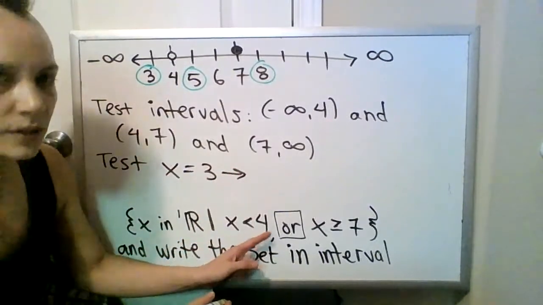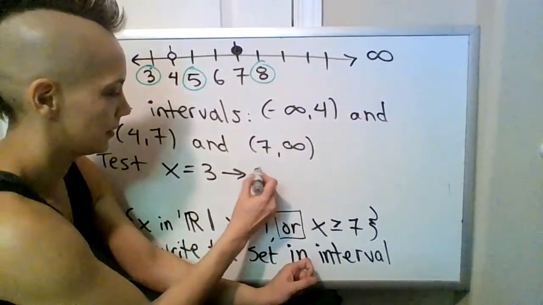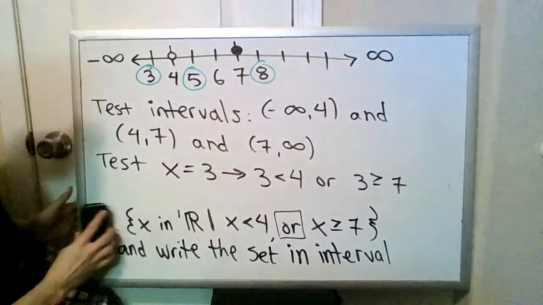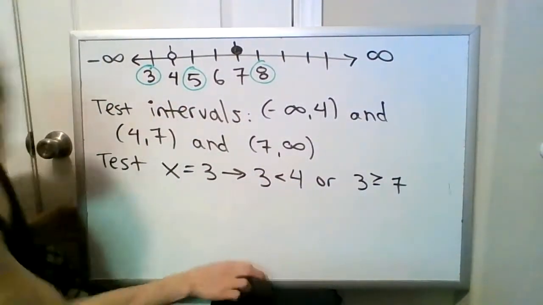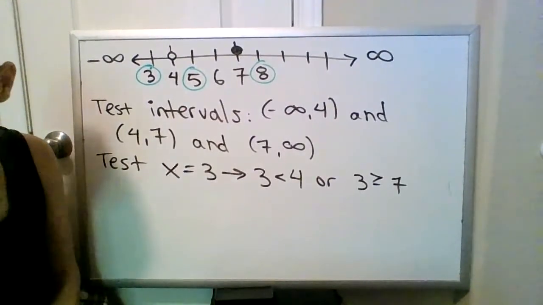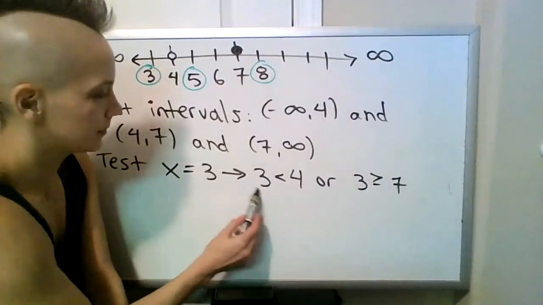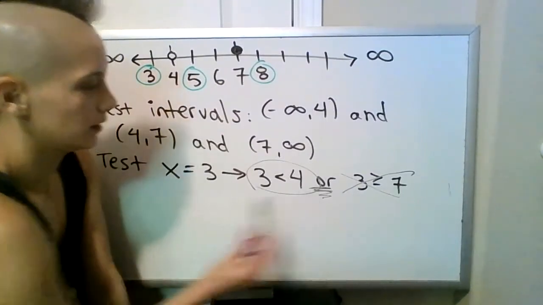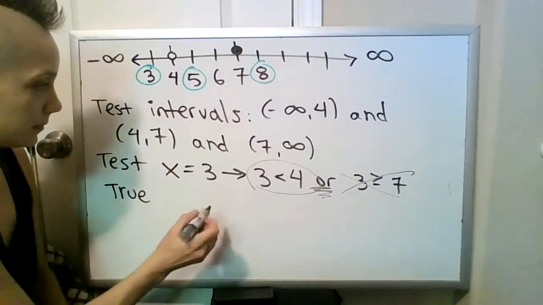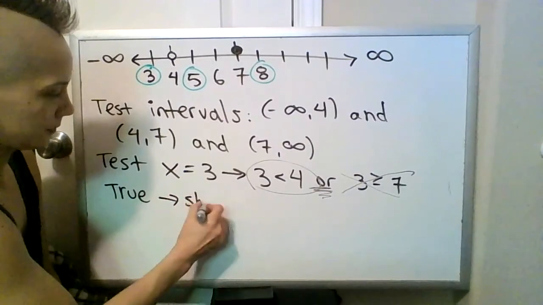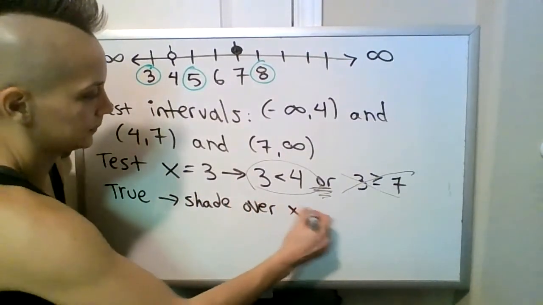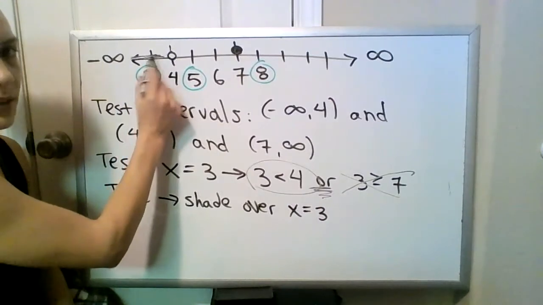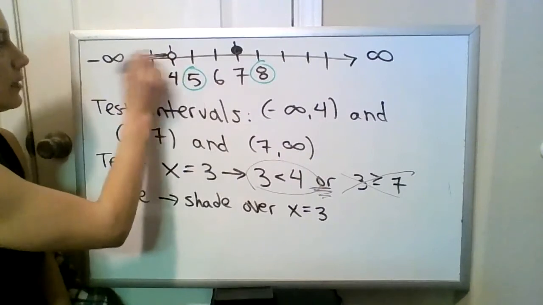Okay, is 3 less than 4, or is 3 greater than or equal to 7? Try this. 3 is less than 4. 3 is not greater than or equal to 7, but I just needed one of those pieces to be true. So that's a solution. This is a solution section over here, up to 4 and over to negative infinity.